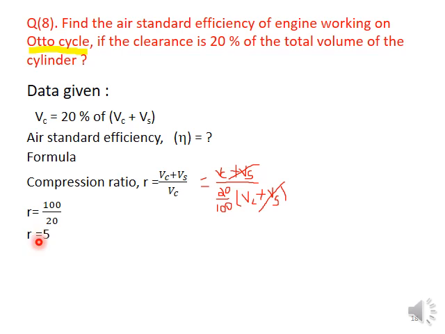So if you know the compression ratio, it is easy to calculate the air standard efficiency of the Otto cycle by using the formula 1 minus 1 divided by r power gamma minus 1. Efficiency is equal to 1 minus 1 divided by the r value 5, power 1.4 minus 1, which is 0.4. We will get the efficiency as 47.47 percent. 0.4747 means you can write it as 47.5 percent efficiency of the Otto cycle.